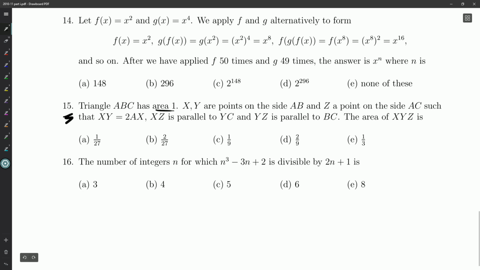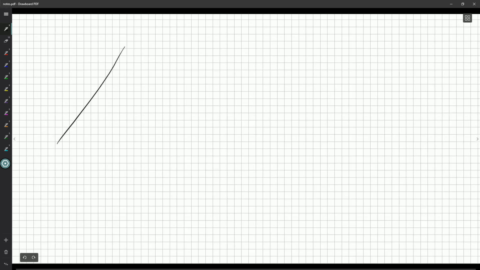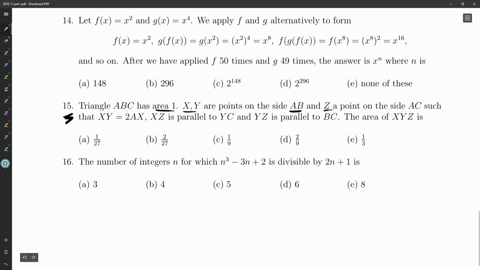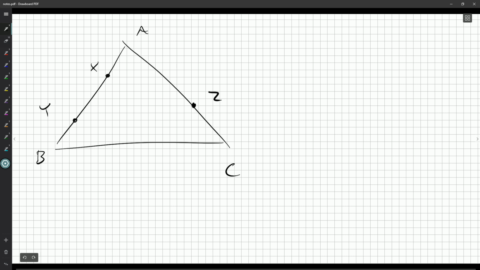Triangle ABC has area 1. X and Y are points on the side AB. Z is a point on AC. I'm going to start drawing this. So A, B, C, X, and Y are somewhere on here, and Z was on AC. We'll adjust this as we learn more information. XY is twice AX. Actually, that kind of looks close. I'll move the dot ever so slightly closer. So whatever this length is, call it K. This is 2K.